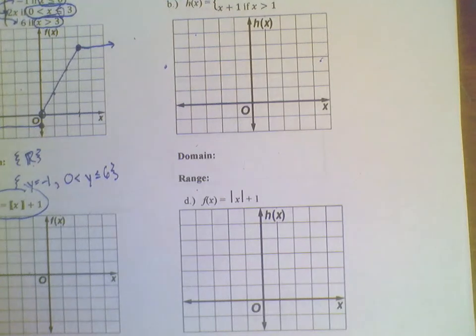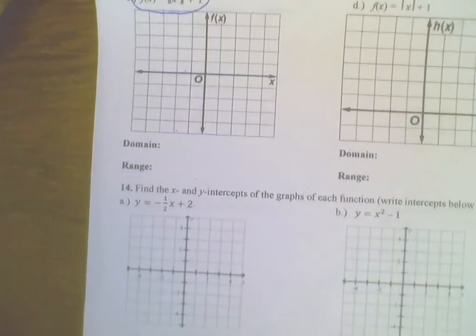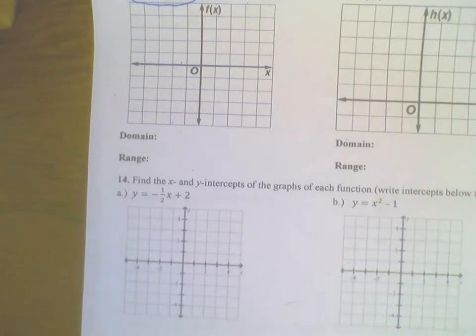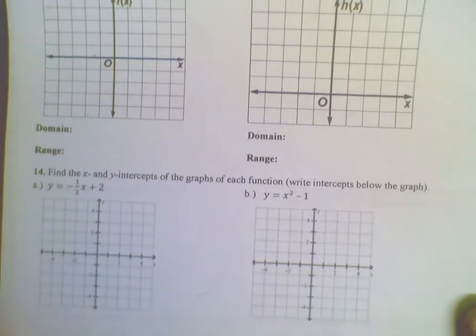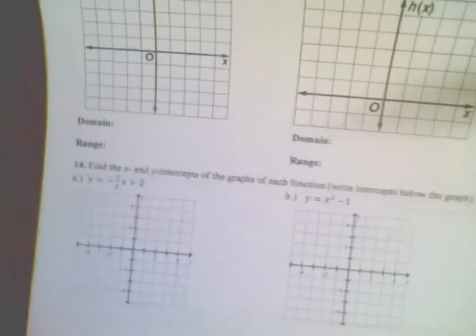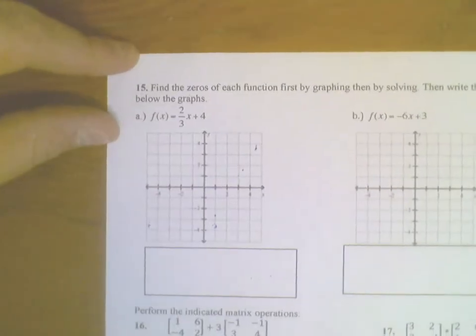So, almost there, almost done. Graphing 14, I'm not going to go over those. All you got to do is graph them. You're looking for where they cross the x-axis, where they cross the y-axis. Same thing for both of those. So you guys should be able to graph those and see where they cross the axis.